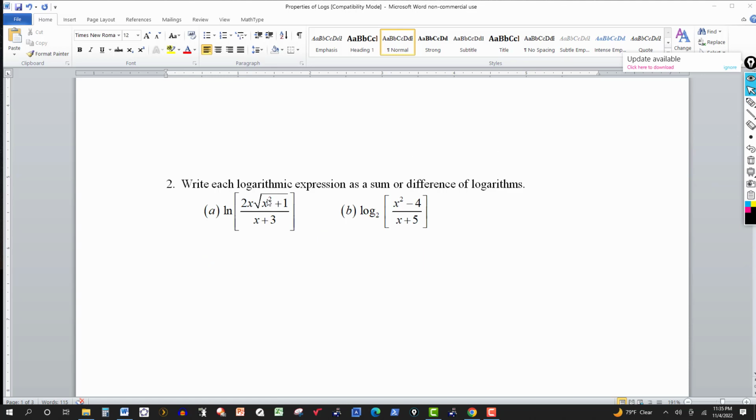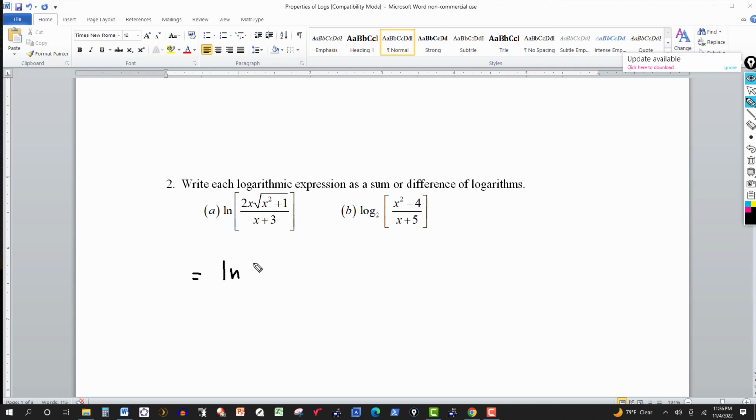Now this one says write each logarithmic expression as a sum or difference of logs. In other words, it wants me to break this up. I have the natural log of a fraction expression. So anytime I have the natural log or any log of a fraction, it'd be the log of the numerator minus the log of the denominator. So let's start off with that. I have a single log here.